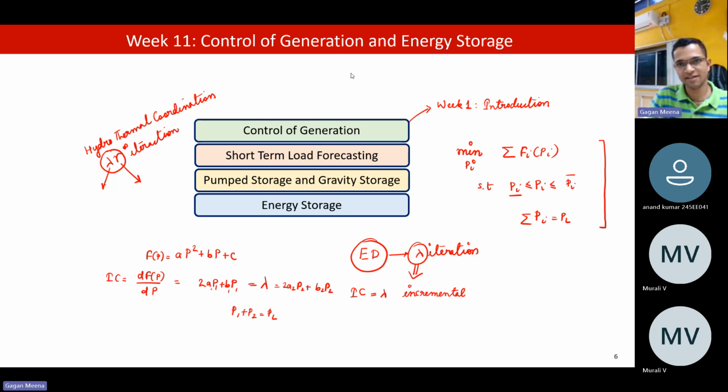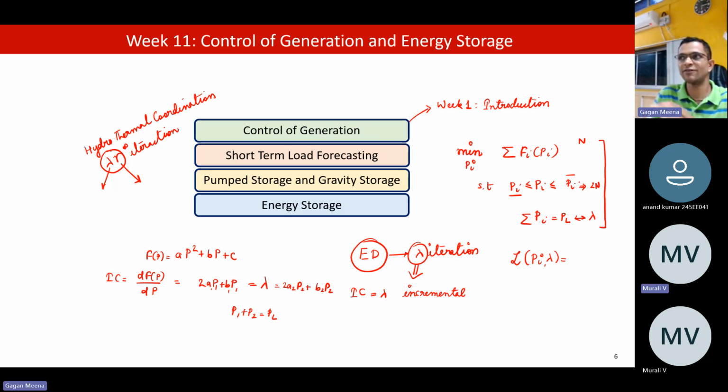The Lagrange multiplier. Yes, correct. So if we solve this, what is the first step? We write the Lagrangian function, right? It is a function of the cost variables, the optimization variables, as well as the Lagrange multiplier. This Lagrange multiplier is the dual variable for the equality constraint, and these are the inequality constraints. If we have n generators, then there are 2n inequality constraints, one for the upper bound and one for the lower bound.